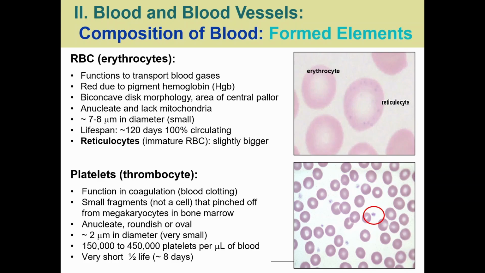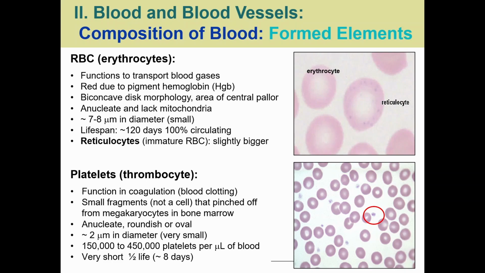As I mentioned, their lifespan is relatively short. We're looking at about 4 months, all right, where they circulate around the bloodstream. They are small as far as cells go, and their immature ones are a little bit bigger. We call those reticulocytes, and so they'll still have some of those components that haven't got booted yet.